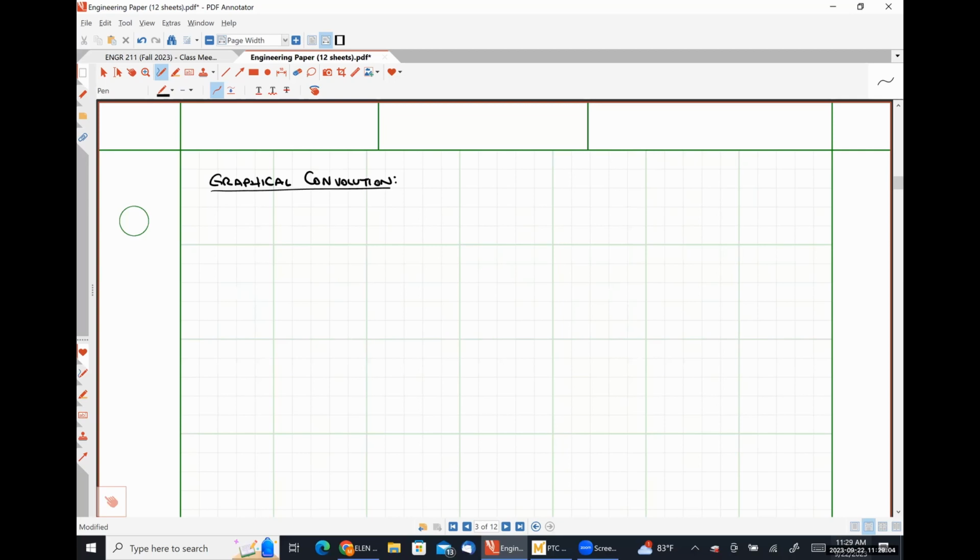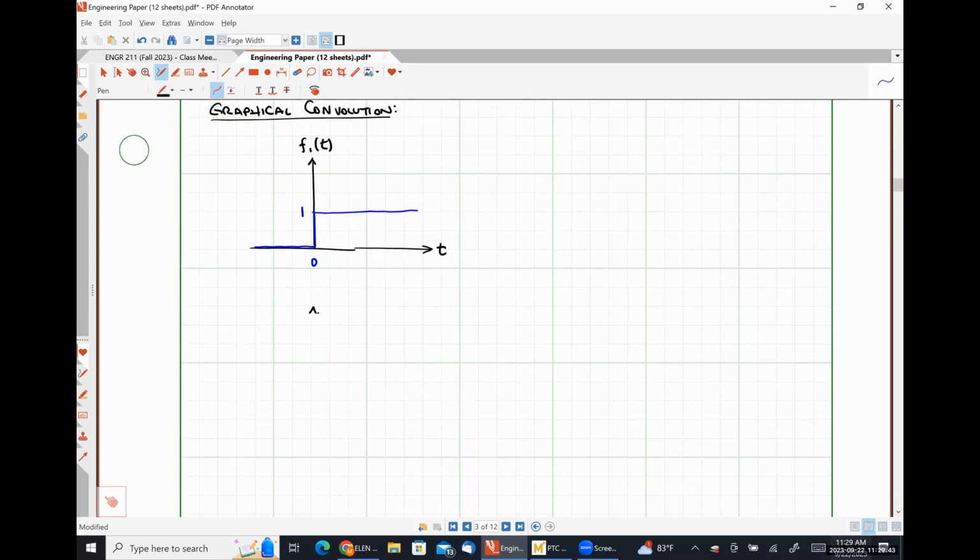So let's say that I have the following two functions, right? So this is going to be f1 as a function of time. And let's use a simple unit step function for f1. So our function has a value of 1 at t equal to 0 and for all t greater than 0. And our second function that we're going to be looking at, I'm going to call it f2.